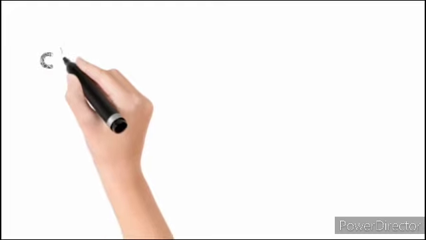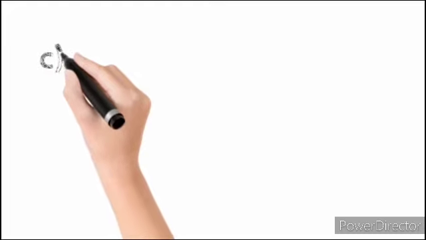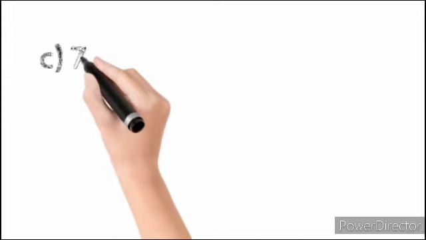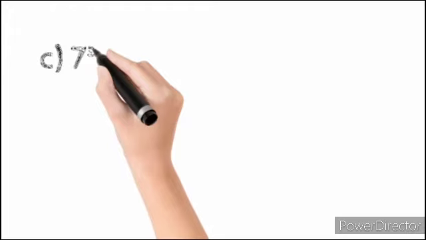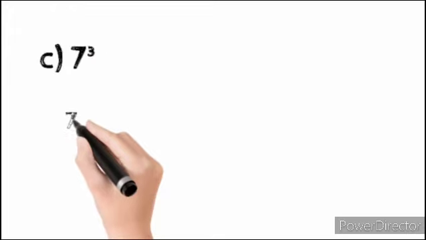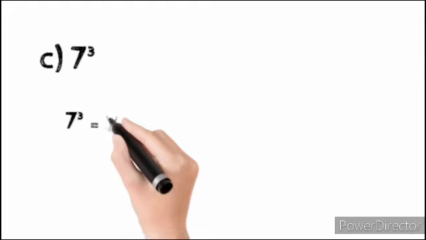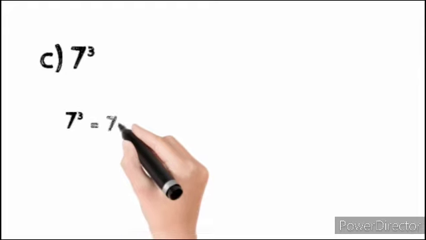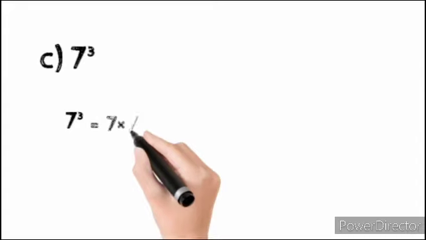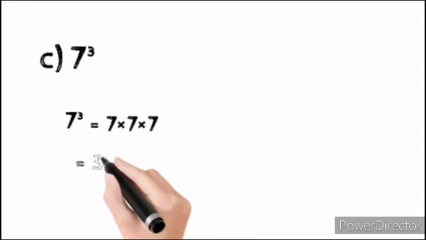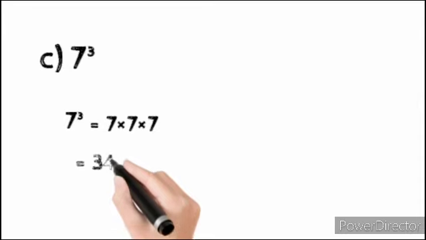Number 3, 7 raised to power 3. That is 7, number 7, with a little 3 at the top right of the written number 7. It is the same as 7 times 7 times 7. That is 7 multiplying itself in 3 places, which gives a value of 343.